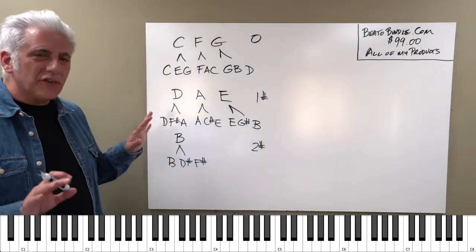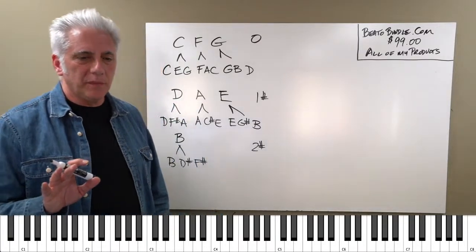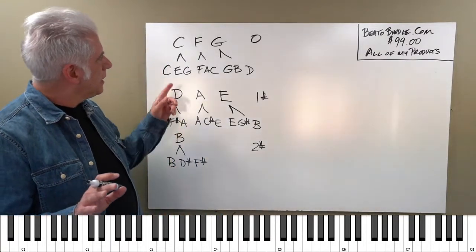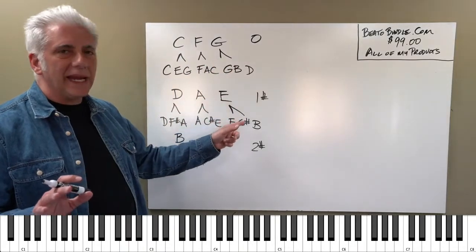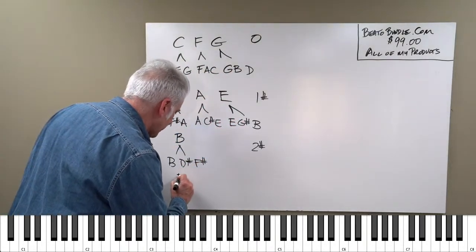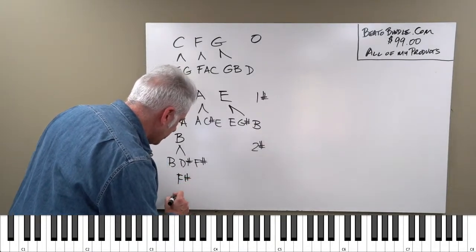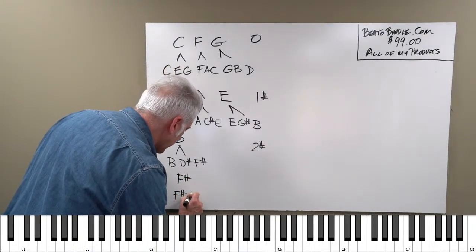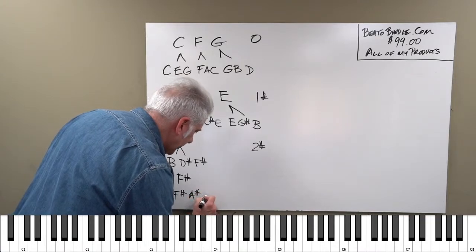Okay, I think this is actually pretty easy to memorize, to be honest with you, if you think about this, right? C, F, G, D, A, E, B. And then we have F sharp major. That has 3 sharps. F sharp, A sharp, C sharp.